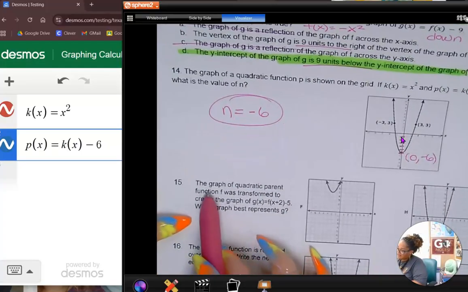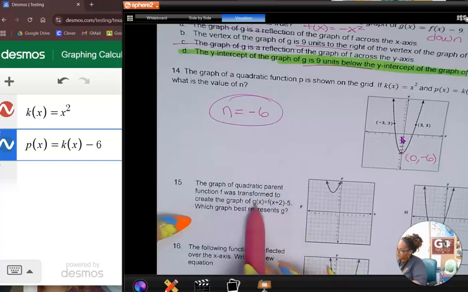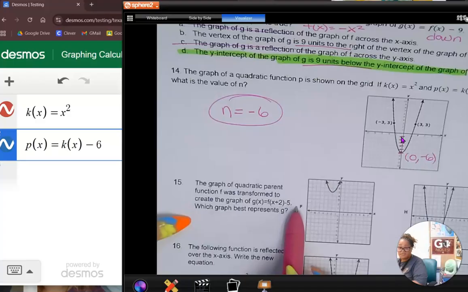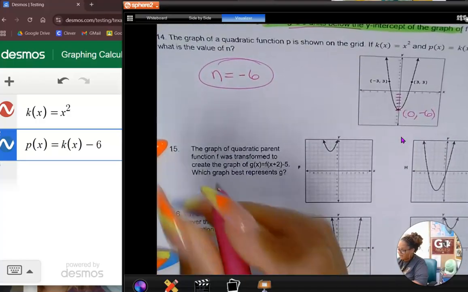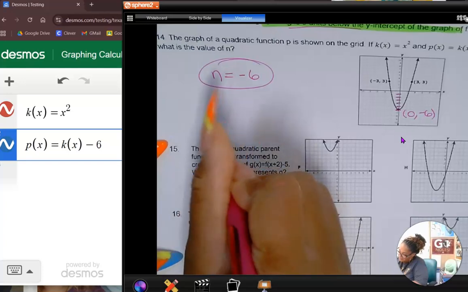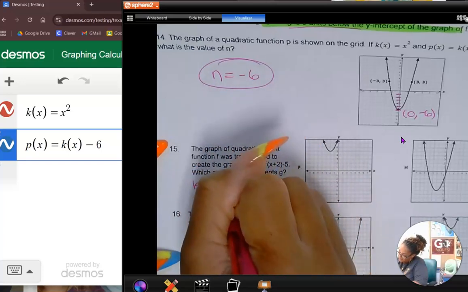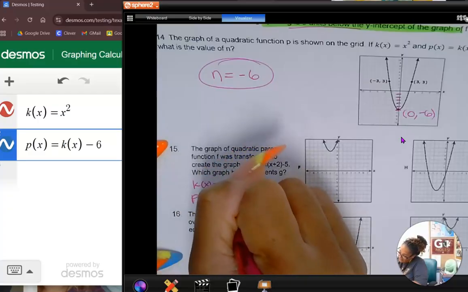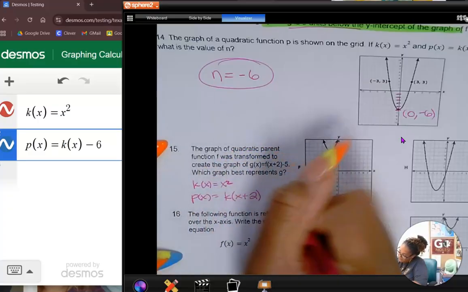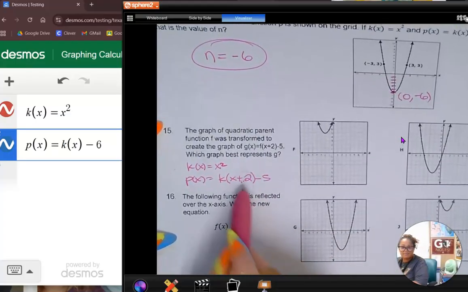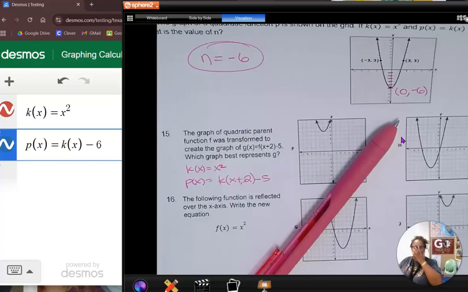Alrighty, it says the graph of quadratic parent function f was transformed to create the graph g of x equals f of x plus 2 minus 5. Okay, I'm going to keep the same thing here. We're just going to call it k of x equals x squared. That's the parent function. And then p of x equals k of x plus 2 minus 5. I need to type this into Desmos. So let's go do it.